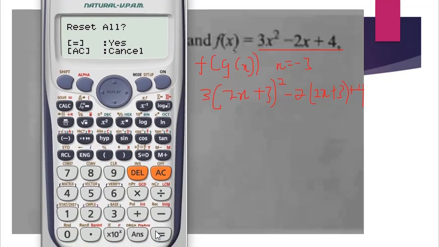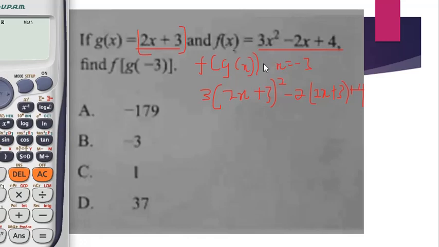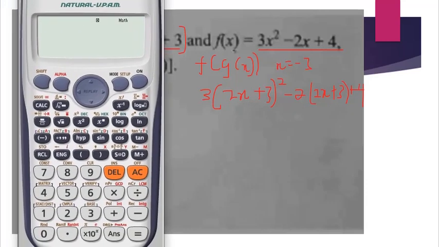Okay, right, so let's punch the whole of this, but substitute x with minus 3. From just looking at this question, I could have just used a calculator to solve it straight away, but I wanted you to understand it. That's why I initially explained this part. So let's punch this.